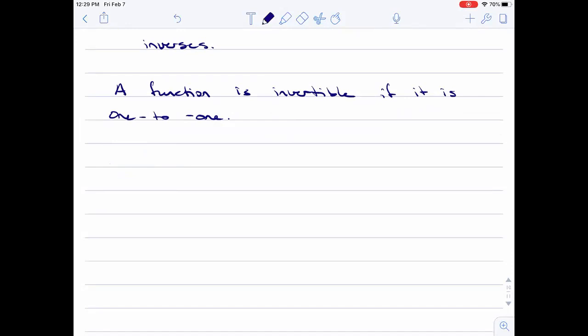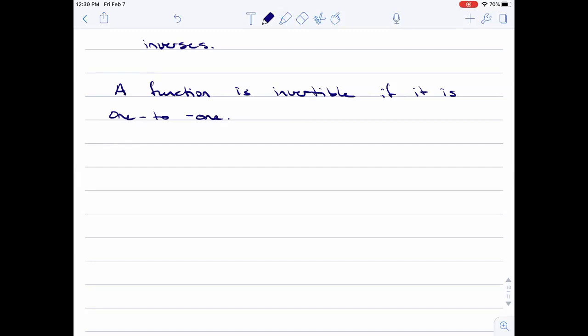Let's not go there. Let's just talk about if it's one-to-one, because this is the key. A function is invertible if it's one-to-one. The inverse of a function is what undoes it, to get you back to x. So if you've done x minus 3 all squared, to undo that and get back to x, you would have to take the square root plus 3, to get back to x.